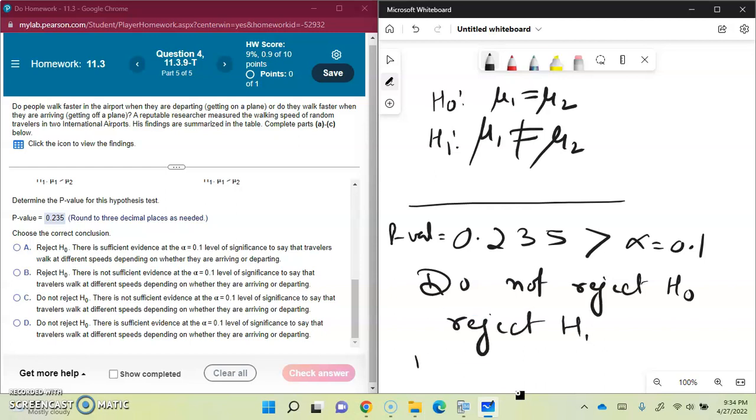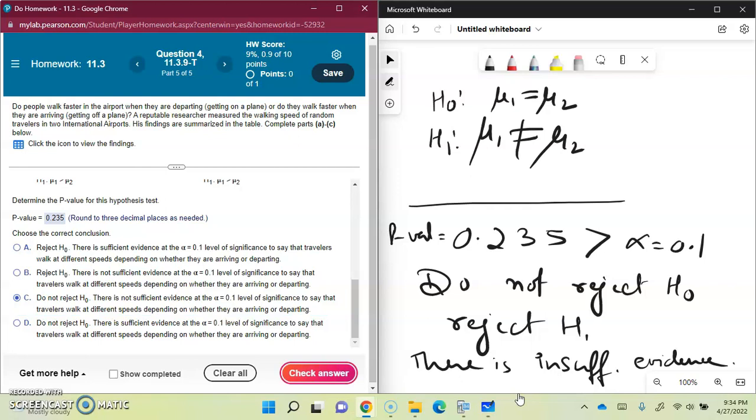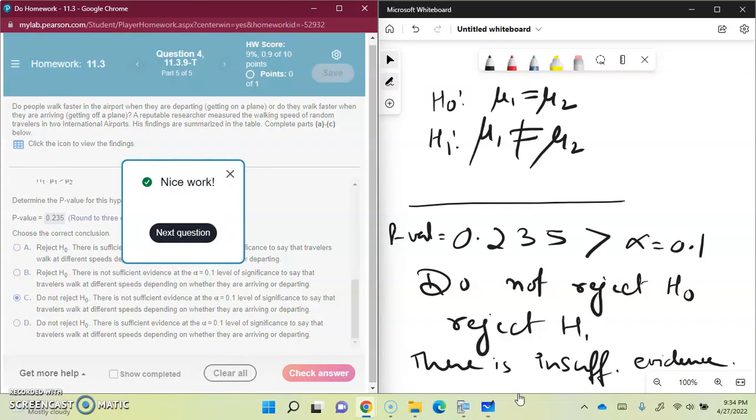That means there is insufficient evidence to support the claim. Let's see. Do not reject H naught, and there is not sufficient evidence at this level of significance to say that the travelers walk at different speeds. So this would be the answer. Okay.